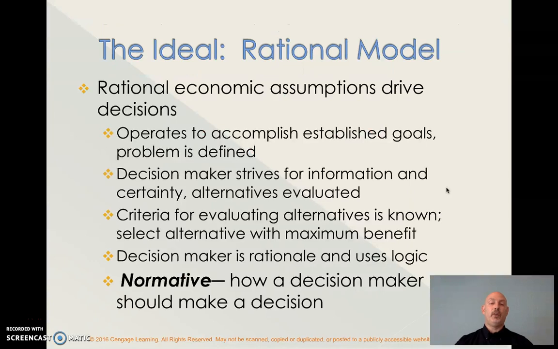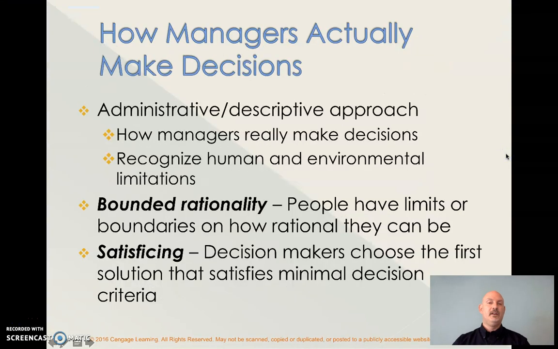Now, we call this a normative model because it's how people ought to act. It's very rational, it's very effective and efficient. Unfortunately, it's not how we actually act. And for that, we have a different model, a different way of thinking. So how do we actually act? We actually use something called an administrative model. This is also known as bounded rationality.